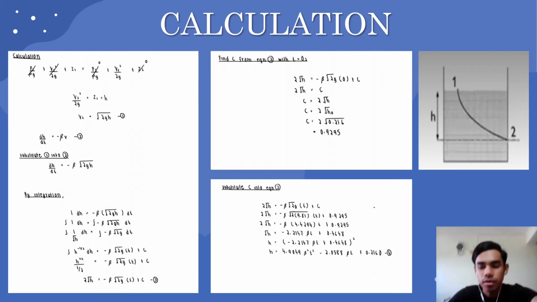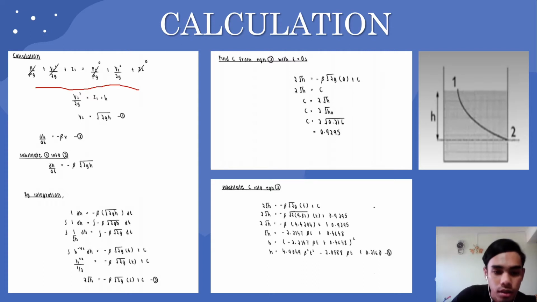Okay, now I will be talking about the calculation. First, the Bernoulli equation over here can be simplified into this equation. Why? Because P1 over here is equal to P2.